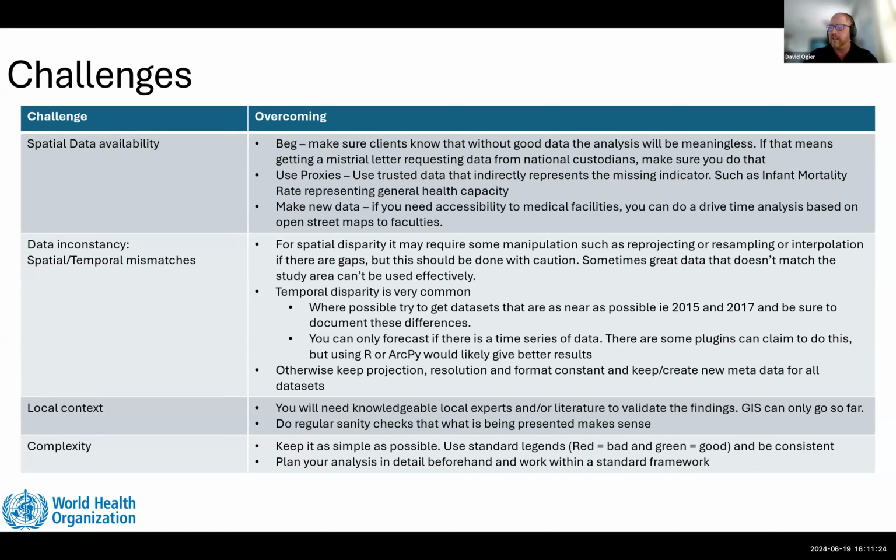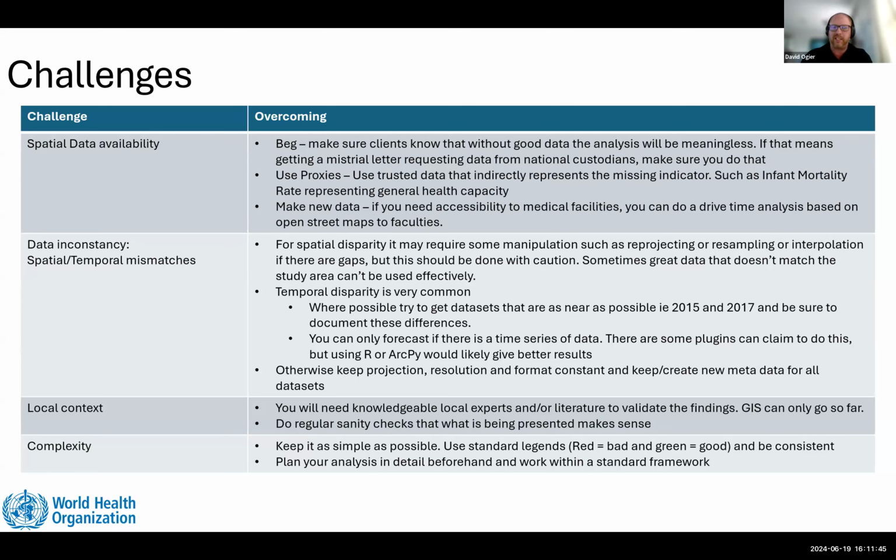One final thing, or two final things. Local context. Bear in mind that GIS can only go so far, especially if you are an international expert and you're doing a project in another country. You have to have local expert inputs, and you need to have regular sanity checks with them to make sure what you're doing is correct, and also validate against literature as much as possible.